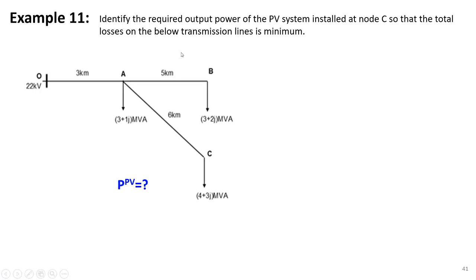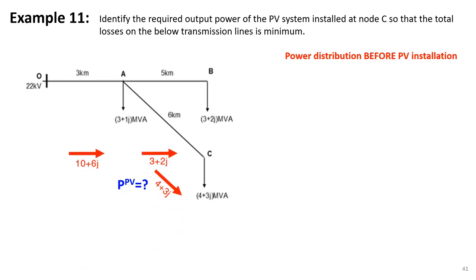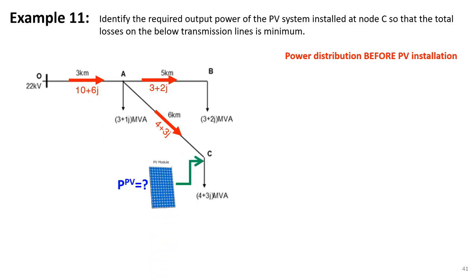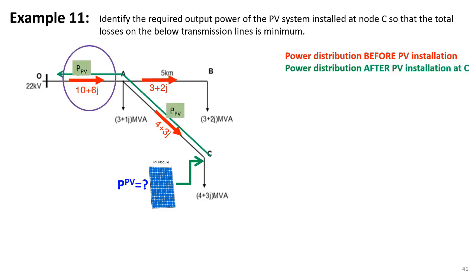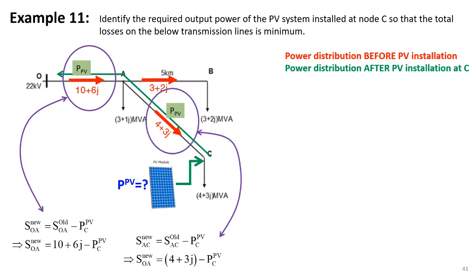Now we have another question. What should be the installation power of the PV system in order to get the least total energy loss? Before installing the PV system, the power distribution looks like this in the circuit. After installing the PV system, the distribution appears as the following, and the power flow in OA branch is here. And in the AC branch it is like this, and SAB is still the same as before.